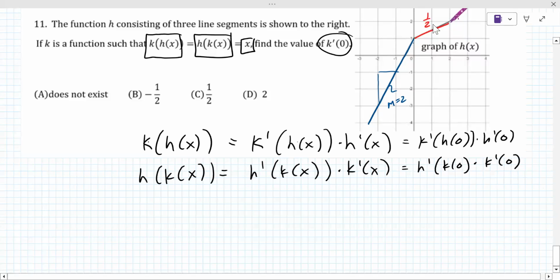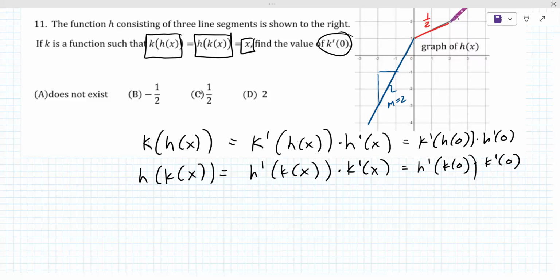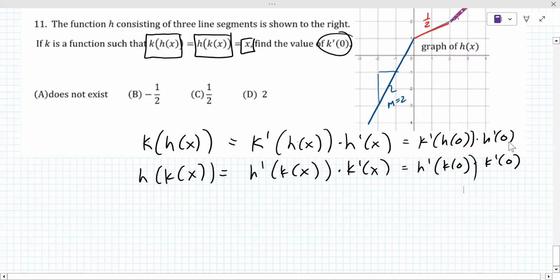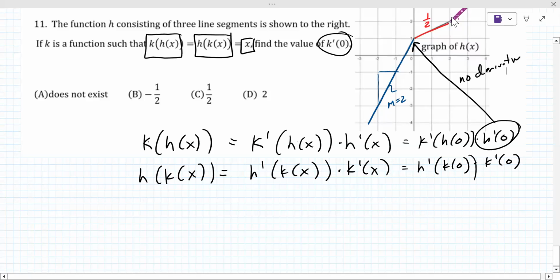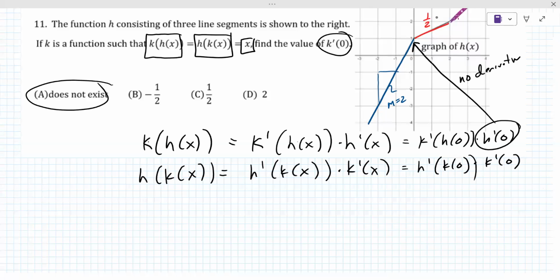Okay. So they're giving you h. You don't know anything about k. So I guess I would tell you to go for the h of 0. So notice that the derivative h prime of 0 is a big one. It does not exist right there. There's no derivative at that place. And the reason is because the slope from the left does not equal the slope from the right. So that's why this answer is here.